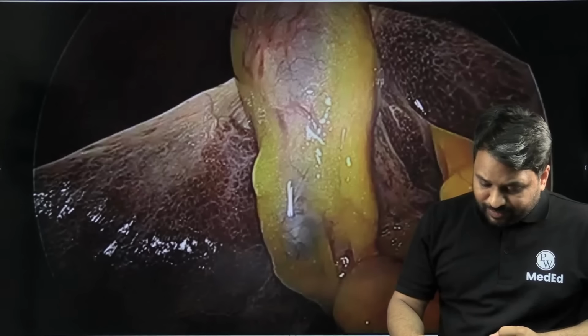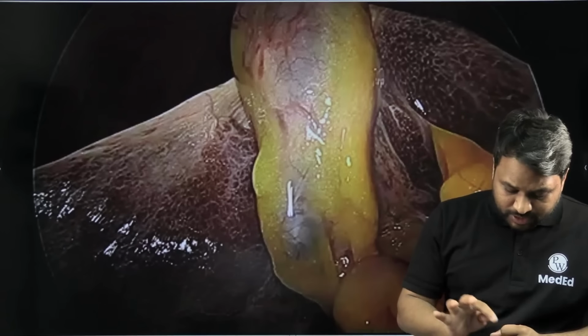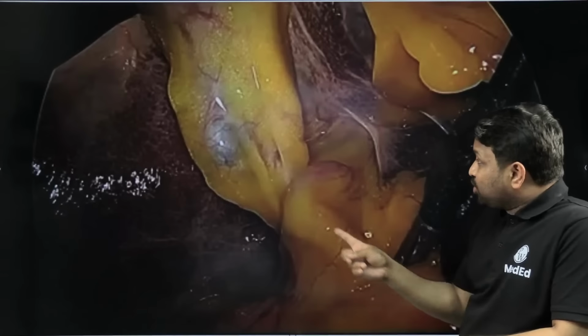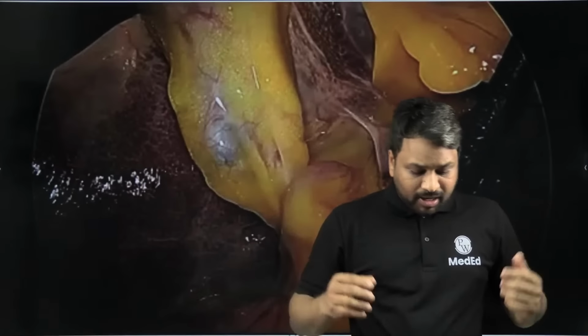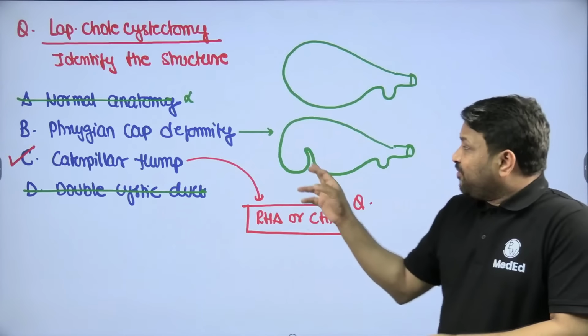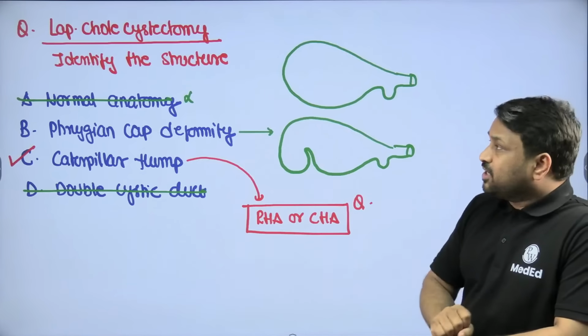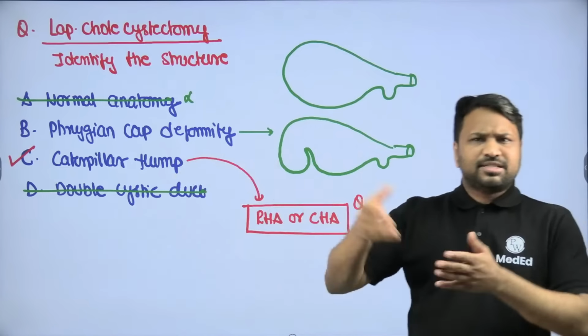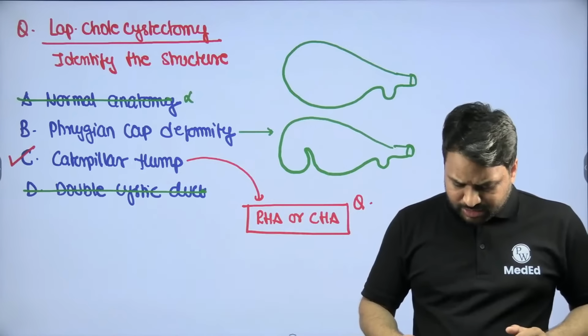This was the video that I've played for you. I wanted to identify the structure. What is this? You can see this. It's a pulsating structure and it is going into the calyx area. And the answer is going to be a caterpillar's or a Moynihan's hump, right? A caterpillar's or a Moynihan's hump. It cannot be Phrygian cap because Phrygian cap deformity is in the fundus of the gallbladder. It is not a normal anatomy. It is not a double cystic duct. Cystic duct appears to be as a simple location that is there.